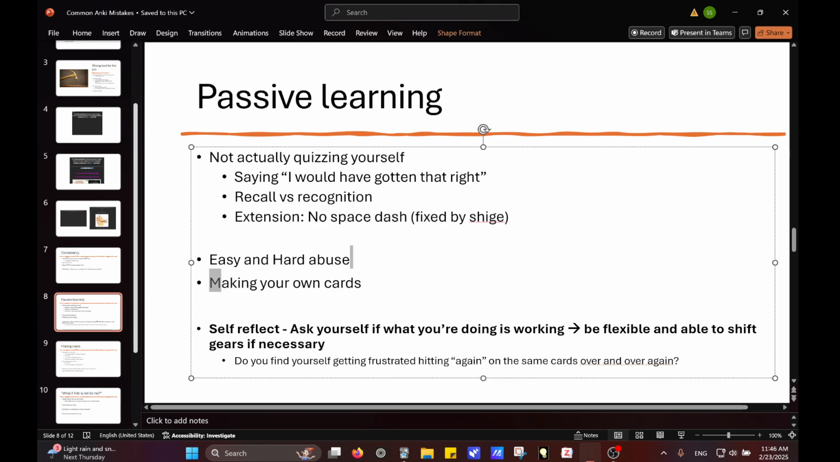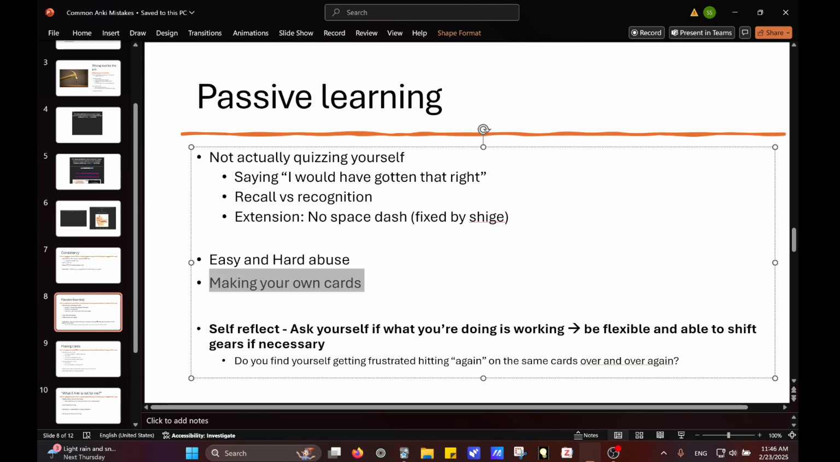The other issue I see people do is they click easy and hard, even though it's not easy or hard. For example, people will hit hard even though they actually don't know it. So the problem with abusing easy and hard is that they will ruin your algorithm. Please don't mess up your algorithm because remember, that's what Anki has going for it.